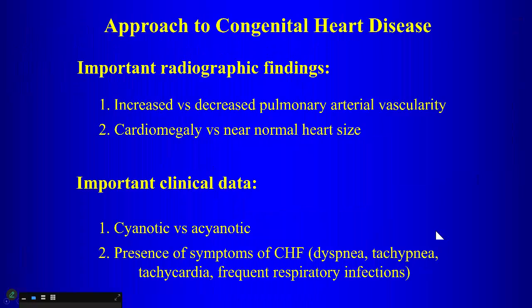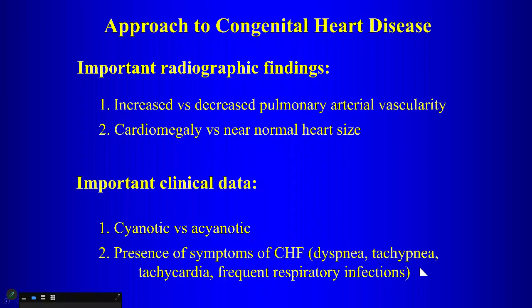All right. So getting back to the radiographic findings when we're dealing with more normal looking chest radiographs, the most important thing is the pulmonary vascularity. That's where we start when we're dealing with congenital heart disease from the plain film. Then we'll talk about cardiomegaly versus near normal heart size. These two things determine the differential pathway you're going to use in terms of what entities you're going to discuss. The clinical data is also very important, whether the patient is cyanotic versus acyanotic. Once you have these three, then you have a roadmap in terms of a differential to approach.